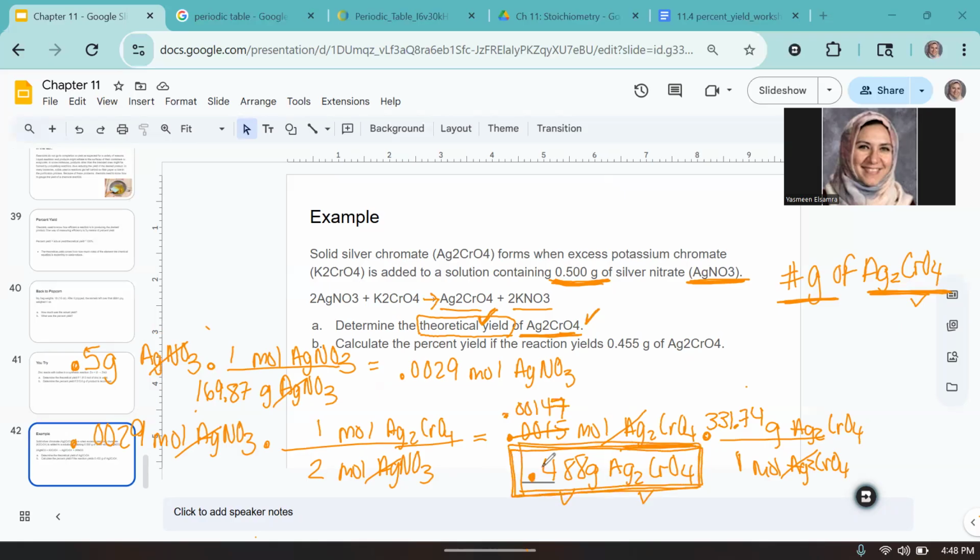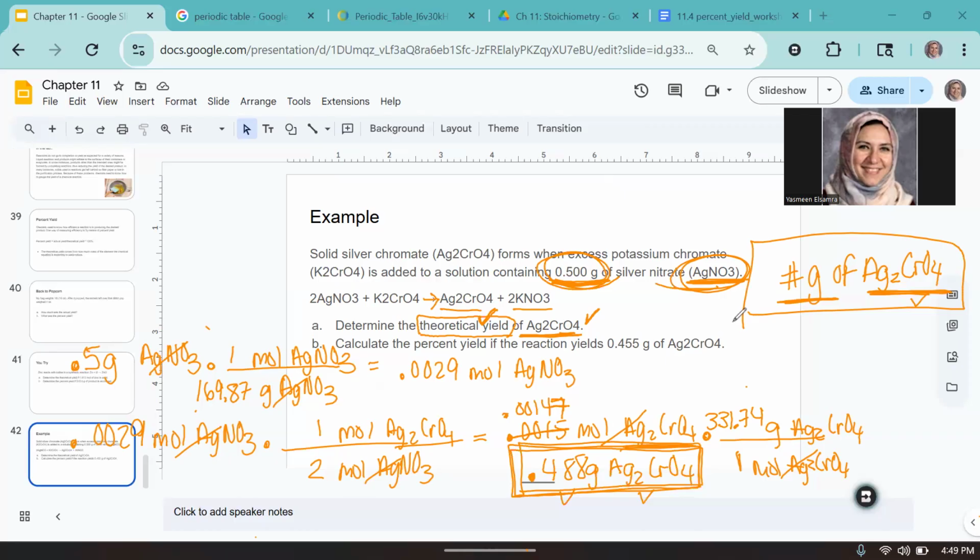When they give you grams of something, it's a little bit more steps, but it's the same exact thing that we've been doing. You just need to be organized and not lose focus of your goal. Theoretical yield means you're looking for grams of the product. And if there's more than one product, they're going to tell you which product you're looking for.